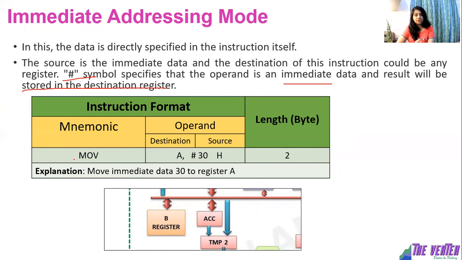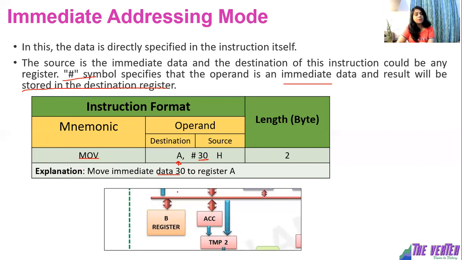So what does this instruction say? This instruction says move immediate data. Well, what is the data? Immediate data 30. 30 is a number. Data number 30 into register A. A is nothing but the accumulator register available in the 8051 microcontroller.